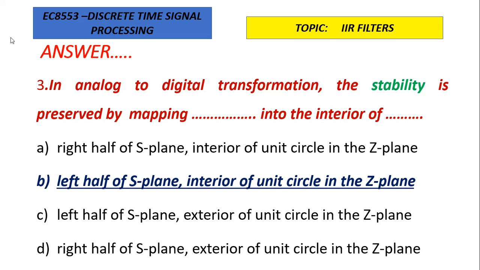in the Z plane. We have studied that for maintaining stability, the poles in the left half of the S plane should be mapped into the interior of the unit circle in the Z plane. By doing so, we can justify that our analog to digital transformation is stable and we have designed a stable filter.